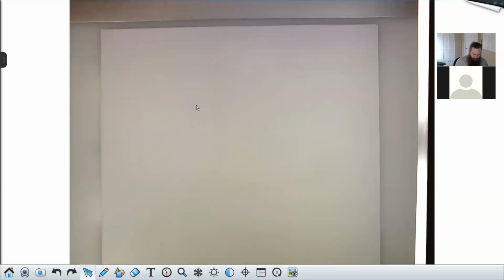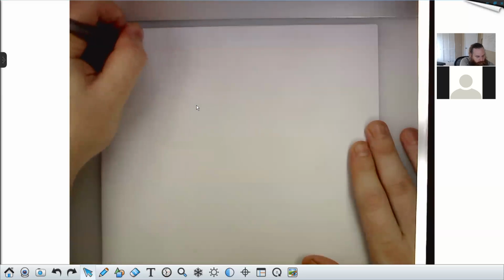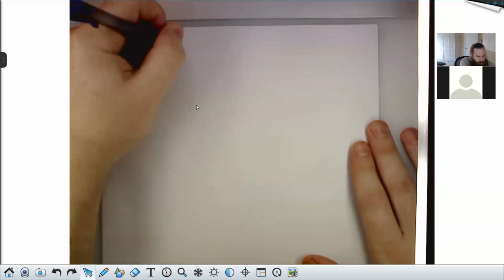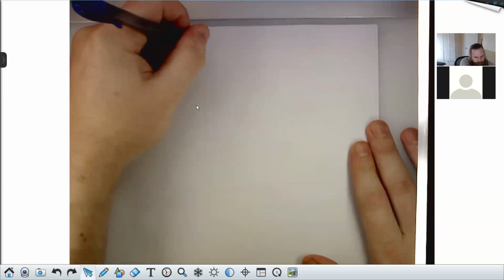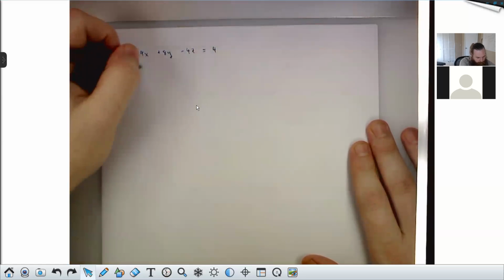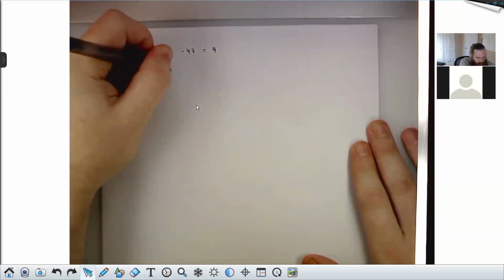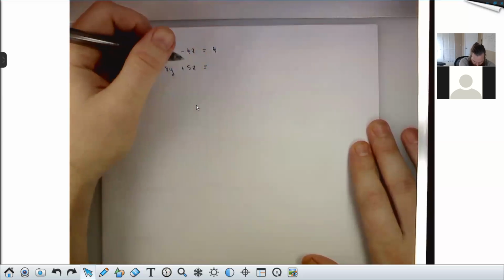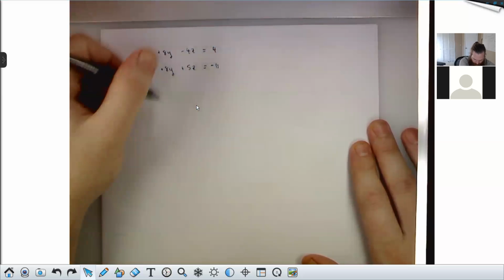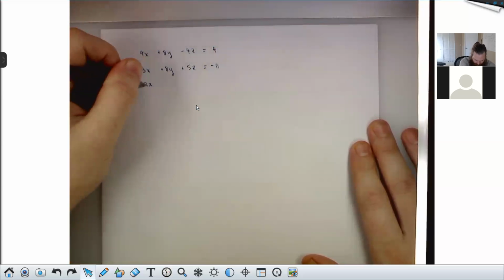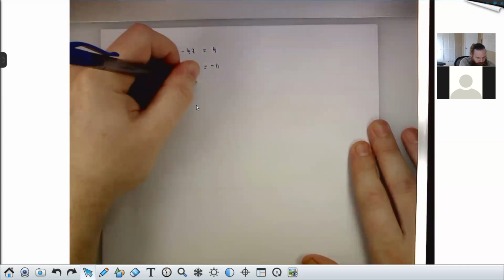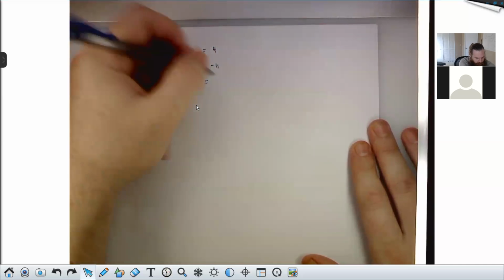How about 4x plus 8y minus 4z equals 4? And then we can do 3x plus 8y plus 5z equals negative 11. And negative 2x plus y plus 12z equals negative 17.